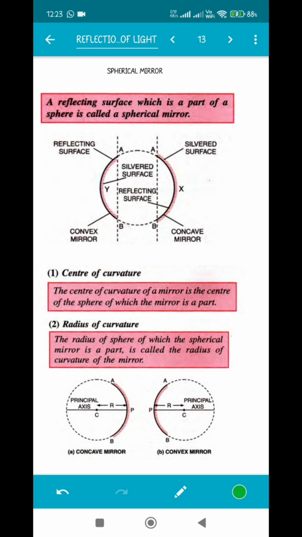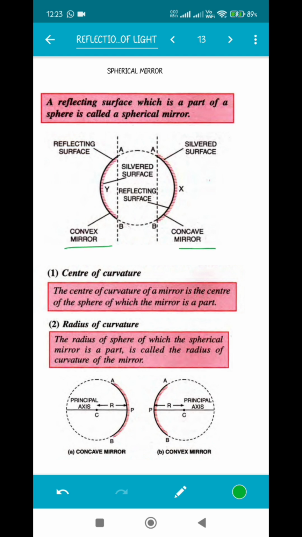A reflecting surface which is a part of a sphere is called a spherical mirror. So there is a huge sphere from which some parts have been cut out and they have been converted into a mirror. Those curved mirrors are known as spherical mirrors. So basically there are 2 types of spherical mirrors. One is a concave mirror, one is a convex mirror.